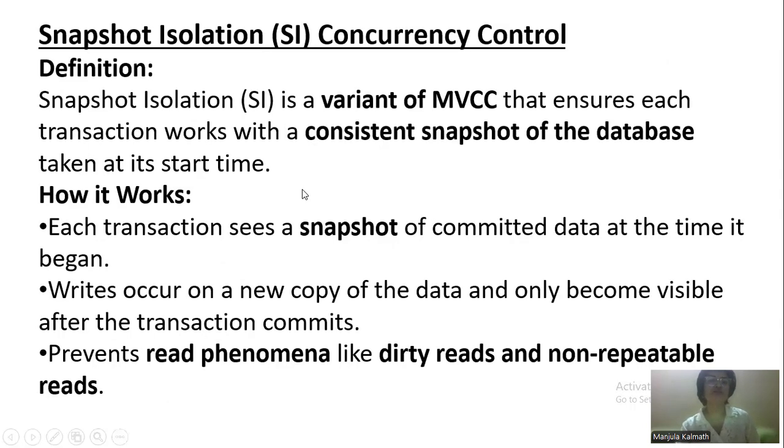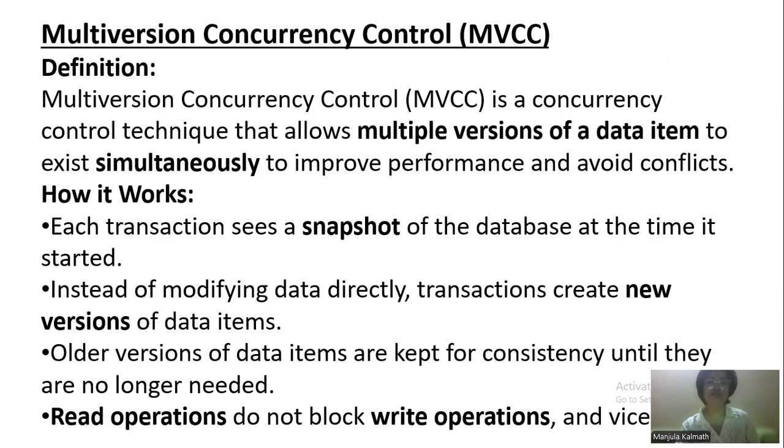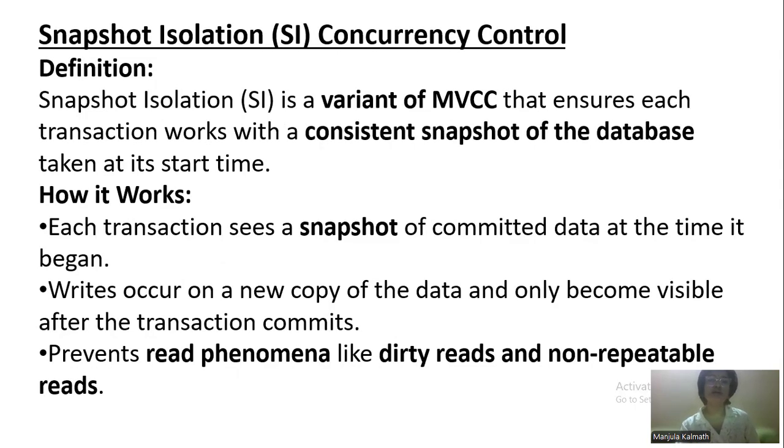The next comes snapshot isolation concurrency control. So here we have a snapshot. In the previous one, multi-version concurrency control, only the record which is required to be modified, its duplicated copy it used to create.